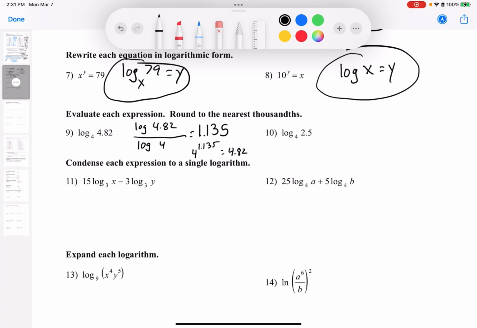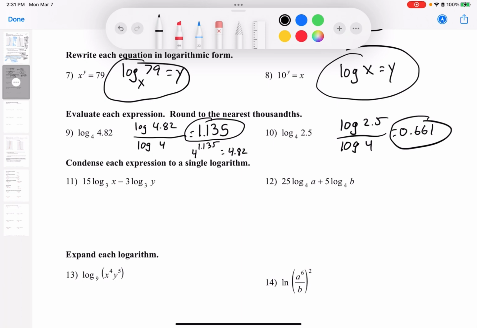So the next one, same thing. We want to figure out 4 to what power is 2.5. So we're going to go the log of 2.5 over the log of 4. Log of 2.5 divided by log of 4 is 0.661. So there are your solutions for those two.